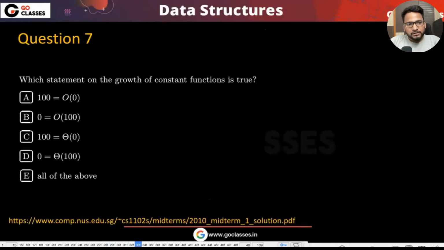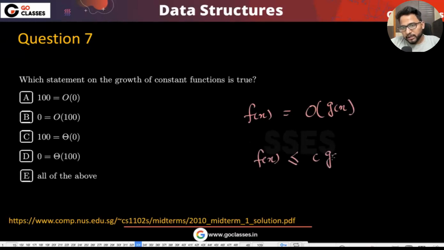Now let's see this question. Which statement on the growth of the constant function is true? Can you write 100 equal to order of 0? Let me recall the definition of order. Fn equal to order of Gn means that Fn is less than or equal to C into Gn for some C greater than 0 and for some n naught. This is the definition. So can you write 100 less than or equal to C into 0 for some C?